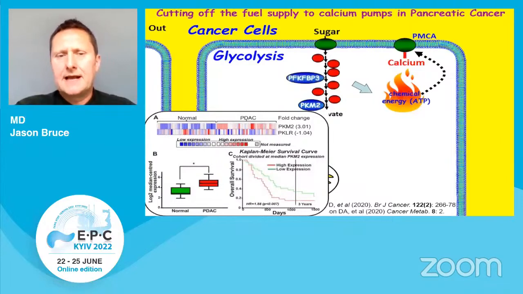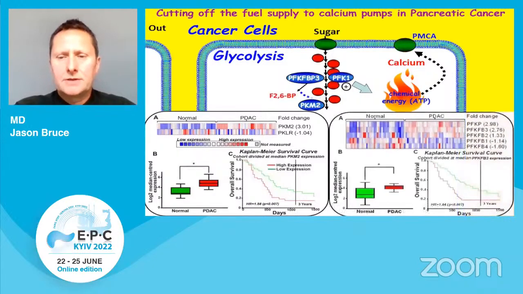PFKFB3 is another key enzyme which produces fructose 2,6-bisphosphate, which is an allosteric activator of PFK1, which is the rate-limiting step of glycolysis. And both of these enzymes are also overexpressed in pancreatic cancer and lead to poor patient survival. We can inhibit both of these enzymes.